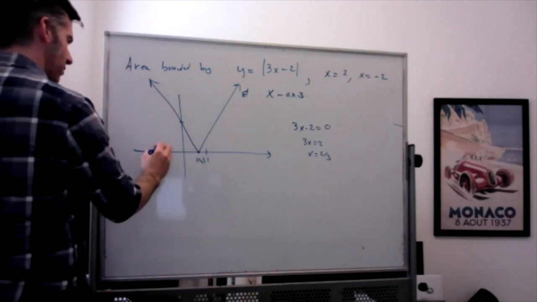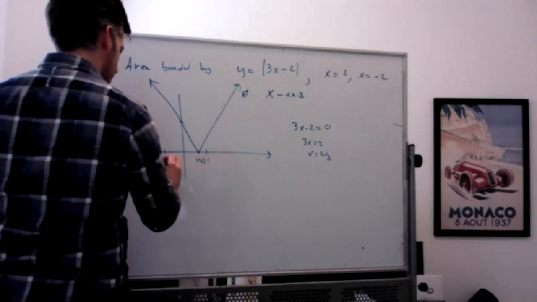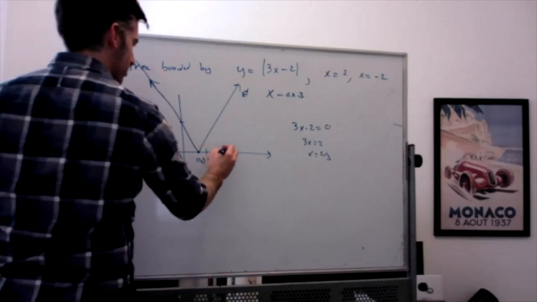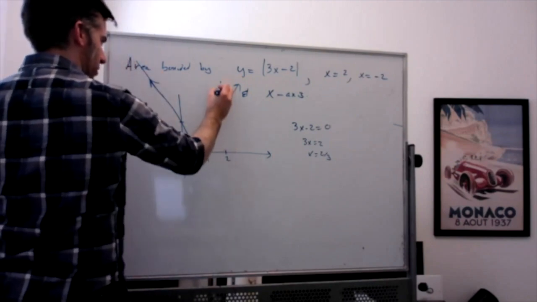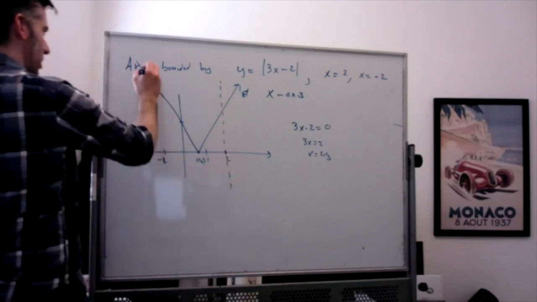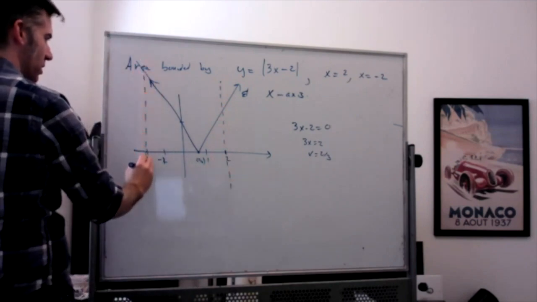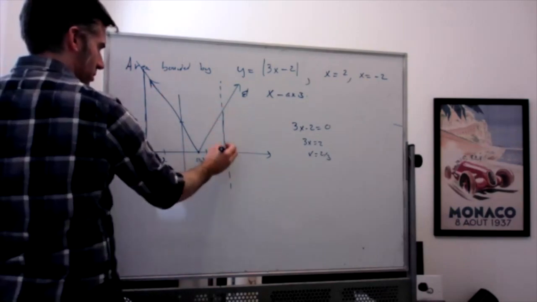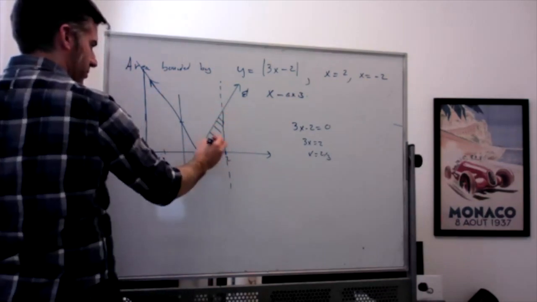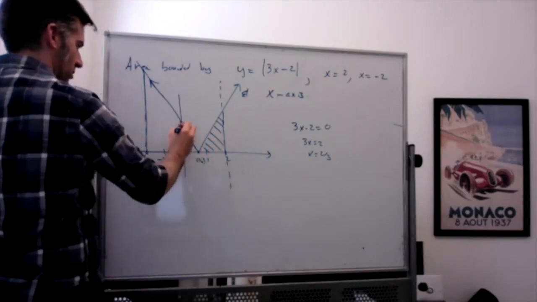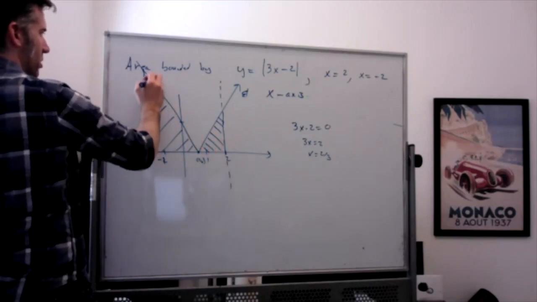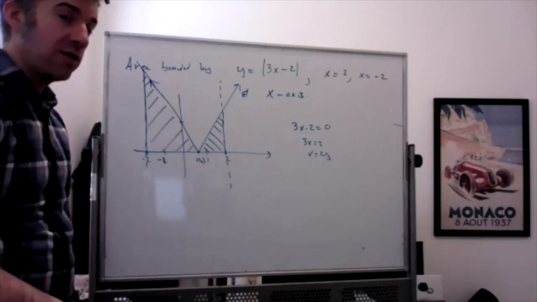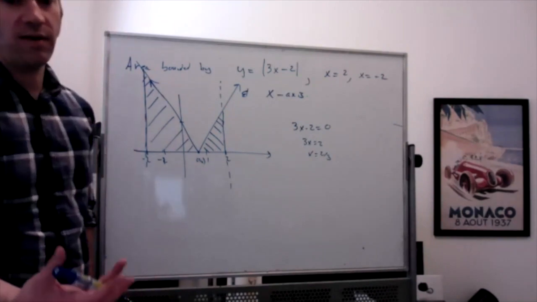And then I also have x equal to 2, x equal to negative 2. So I'm looking at this region here and this region here. What kind of shapes are those regions? Oh, they're triangles. And we know how to find the area of triangles.